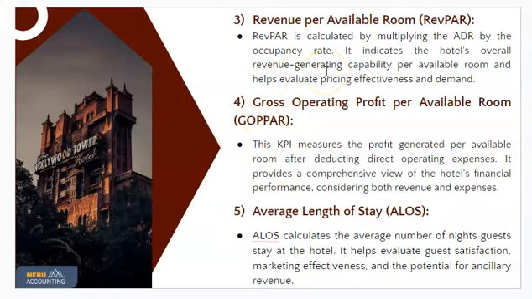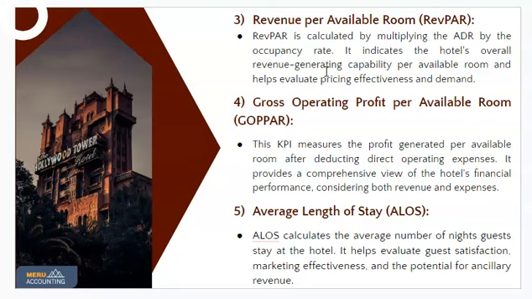Revenue per available room. This indicator will calculate the ADR multiplied by the occupancy rate, and this indicates the hotel's overall revenue generating capabilities, and whether your price is effective or not, whether your hotel is in demand or not. This all will be calculated by this indicator.